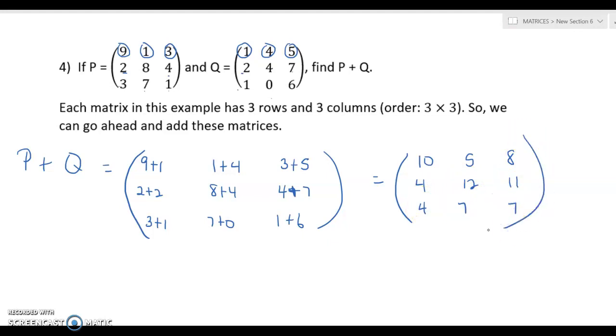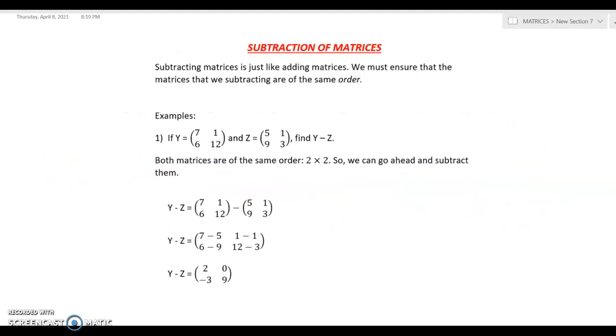So very simple, right? It's only when you have negative numbers that you have to be careful. Now we're going to look at subtraction of matrices. Subtraction of matrices is just like adding matrices. It's just that instead of adding, you're subtracting. And same thing, you must ensure that the matrices you're adding or subtracting are of the same order. So here we have matrix Y and matrix Z, and we want to find Y minus Z. Both are 2 by 2 matrices, so we go ahead and subtract them. Again, it's just subtracting instead of adding.